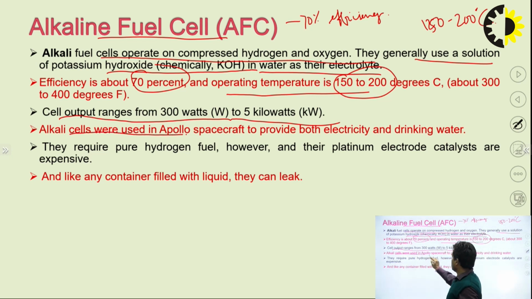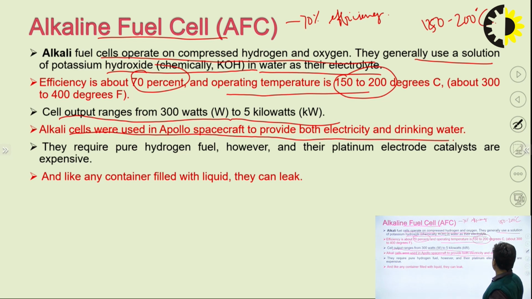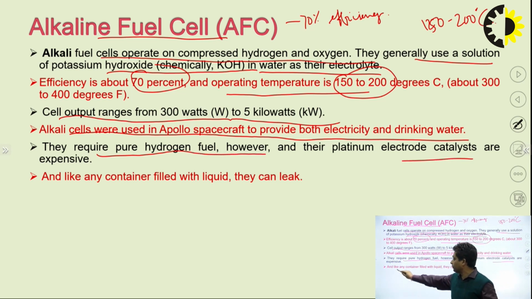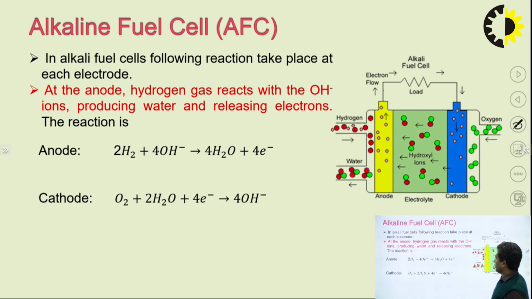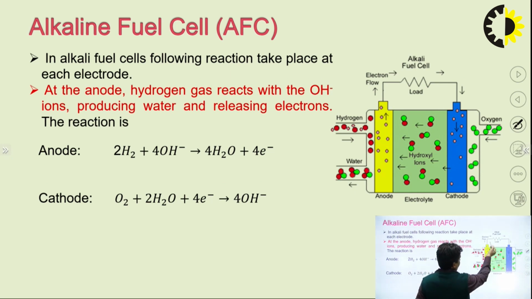Alkali cells were used in Apollo spacecraft to provide both electricity and drinking water. They require pure hydrogen fuel, however, and their platinum electrode cathodes are expensive. And like any container filled with liquid, they can leak. So here we can look at the reactions for the alkaline fuel cell.